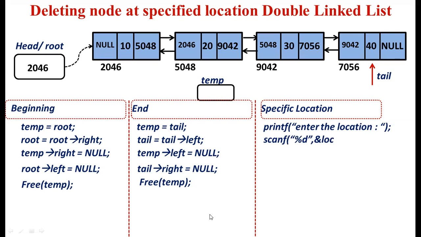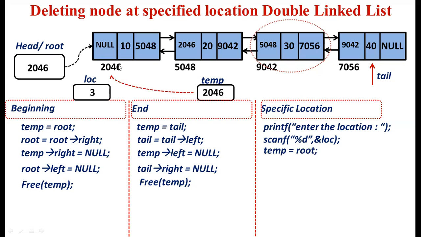So if the location exists, say given the location 3, then what do we have to do? If the location value we are entering is 3, then we have to remove the third node. Okay, so to remove the third node, we have to take one temporary variable. That temporary variable needs to point to the root node initially. So my temp is pointing to the root node.